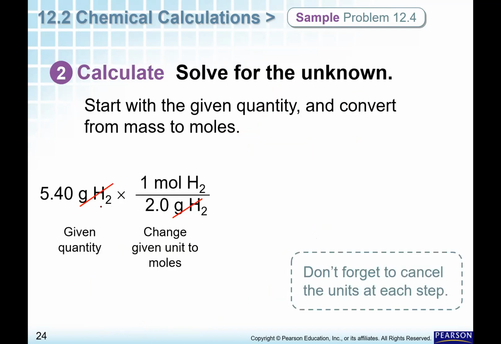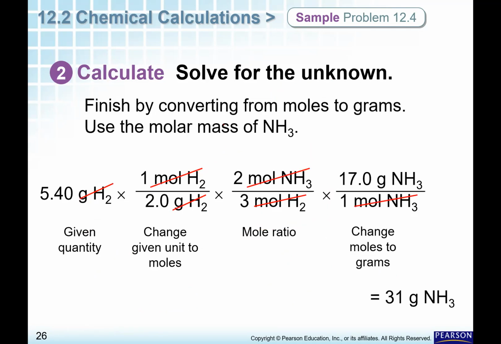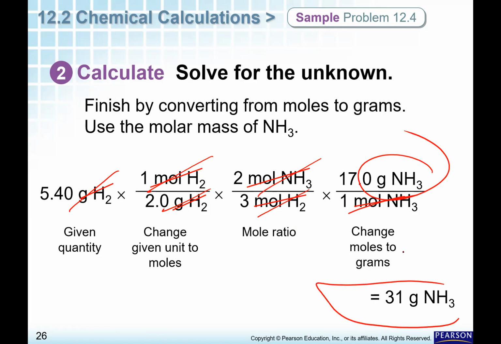All right, so the first step is the given quantity multiplied by the molar mass conversion factor of hydrogen, which is 1 mole of hydrogen divided by 2 grams of hydrogen. Then this should be multiplied by the second step, which is 2 moles of ammonia divided by 3 moles of hydrogen, the mole ratio derived from the chemical equation. Then after that, we multiply it by the molar mass of ammonia, which is 17 grams by 1 mole. So as you can see, this goes with that, this goes with that, this goes with that. What is left is the grams of ammonia, and that is 31.